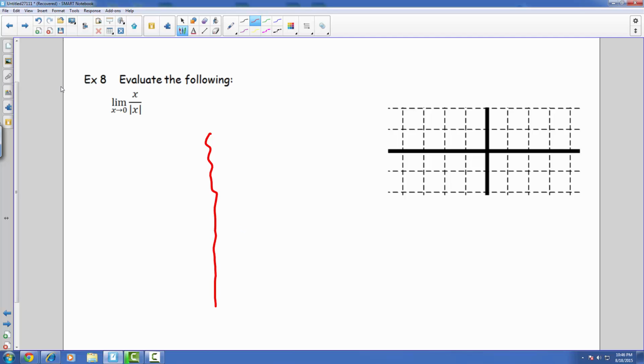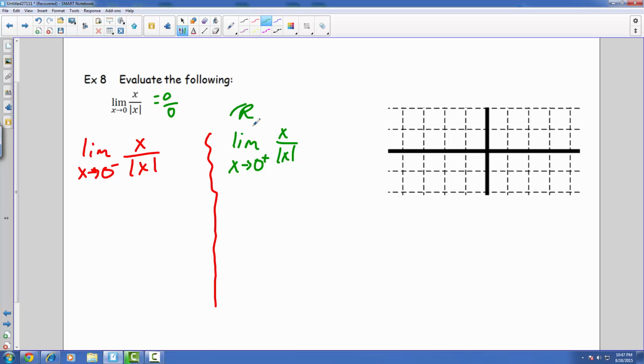So we have the limit as x approaches 0 from the left of this particular function, x over the absolute value of x. And over here on the right side, we have the limit as x approaches 0 from the right of x over the absolute value of x. If you were to try direct evaluation, you'd get 0 over 0. So we're just going to go ahead and try things left and right side. So again, this is our right.